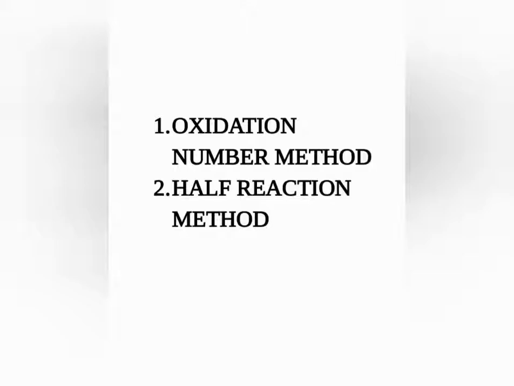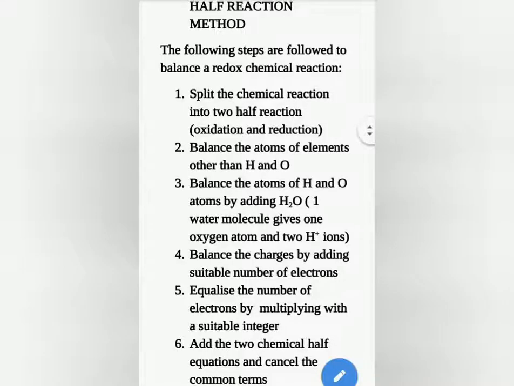In the half reaction method, the following steps are followed to balance a chemical redox reaction. It's a lengthy process, but there will not be any mistakes while doing this problem. What are the important steps in this half reaction method? First one is split the given redox reaction into two equal reactions. First one is known as oxidation and second one is known as reduction. And the second step, balance the atoms other than hydrogen and oxygen.